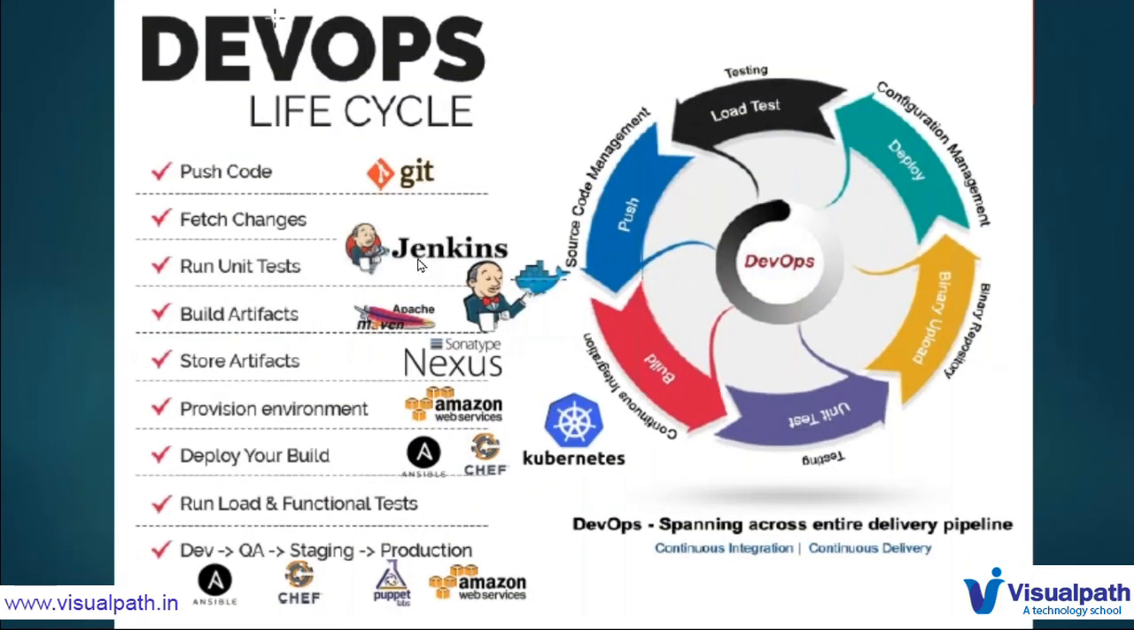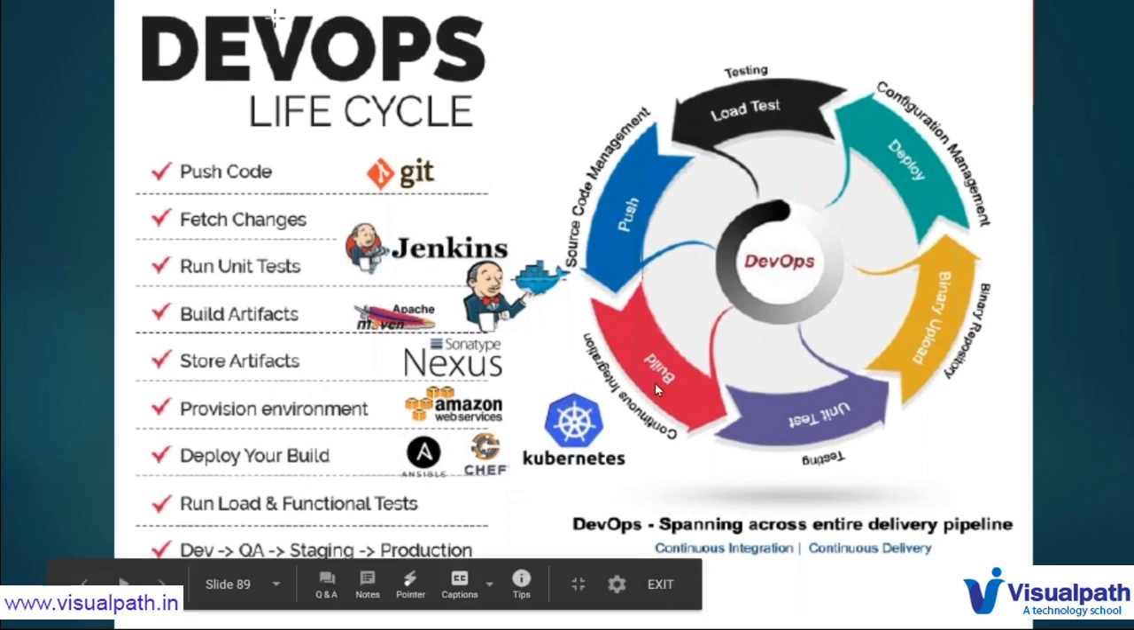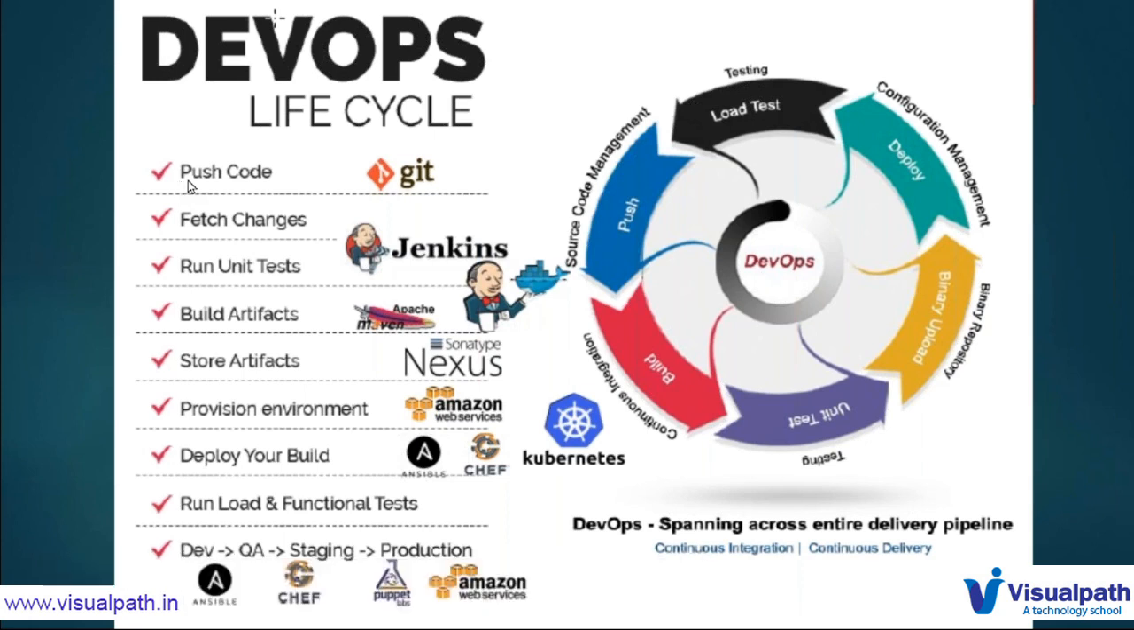Okay, so here is one more picture of the DevOps lifecycle, which is very popular. This is not my diagram, but I have put some tools over here, so you can relate it with the tools. Like when the developer writes code, they'll push the code to a version control system like Git.